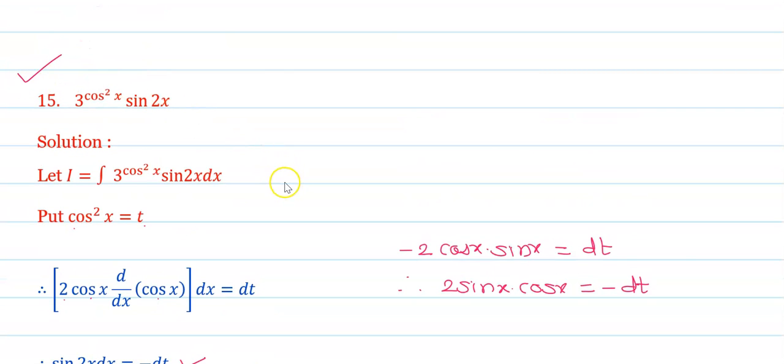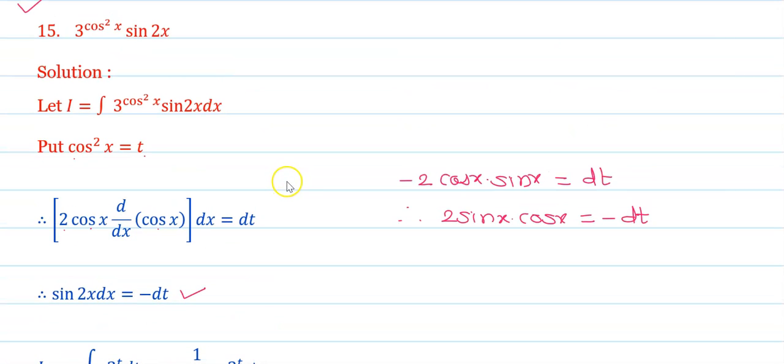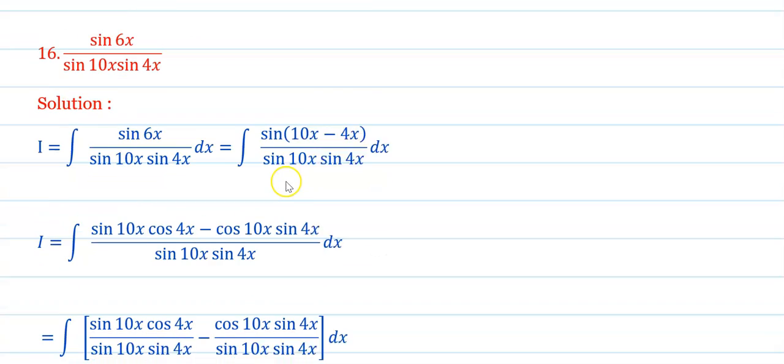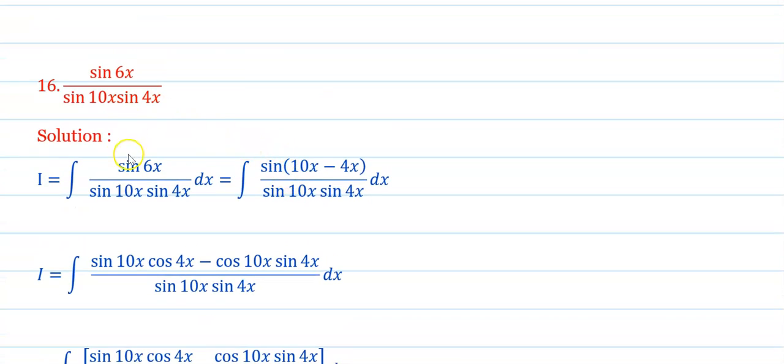This option is a, you can see this. Now the problem number 16. I is equal to integral of sine of 6x upon sine of 10x into sine of 4x. Now sine of 6x can be written as sine of 10x minus 4x. Otherwise also we express this numerator angle just like the denominator, means what? 10x minus 4x. Expand this sine of a minus b, sine a cos b minus cos a sin b, upon sine of 10x into sine of 4x.